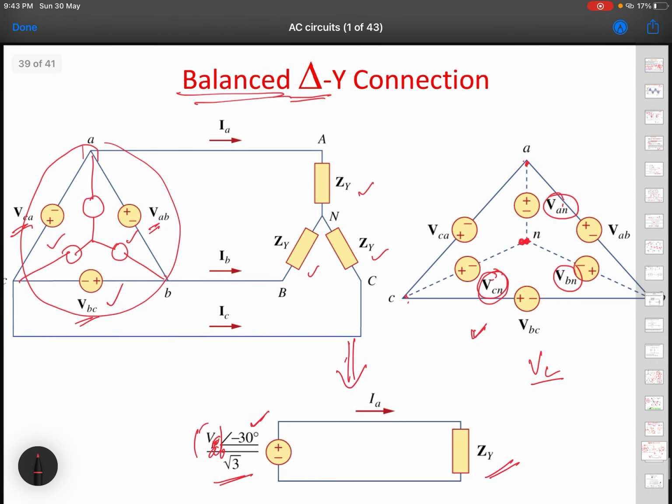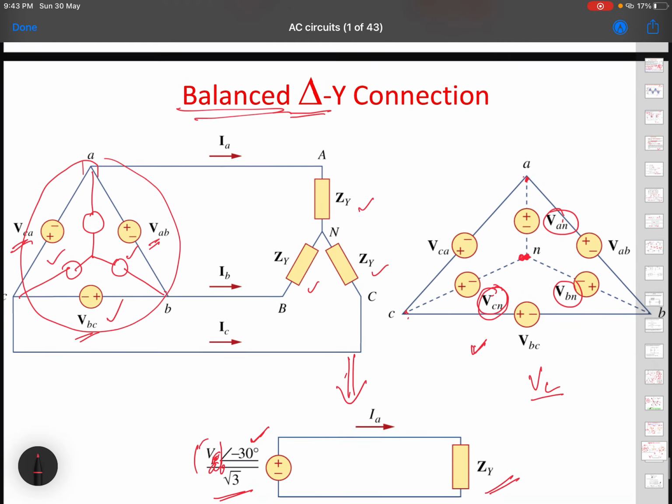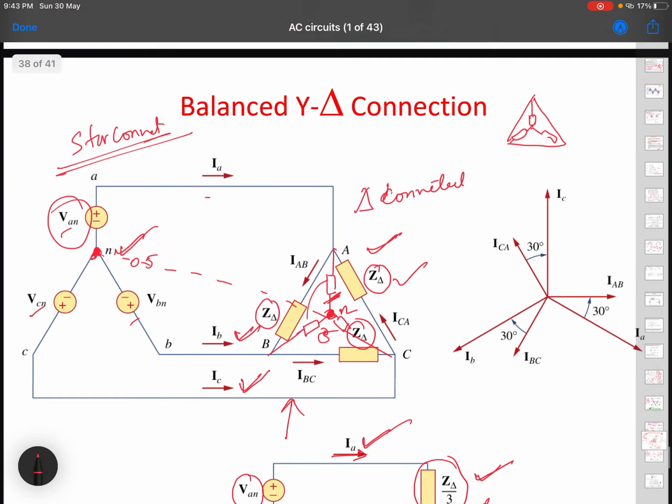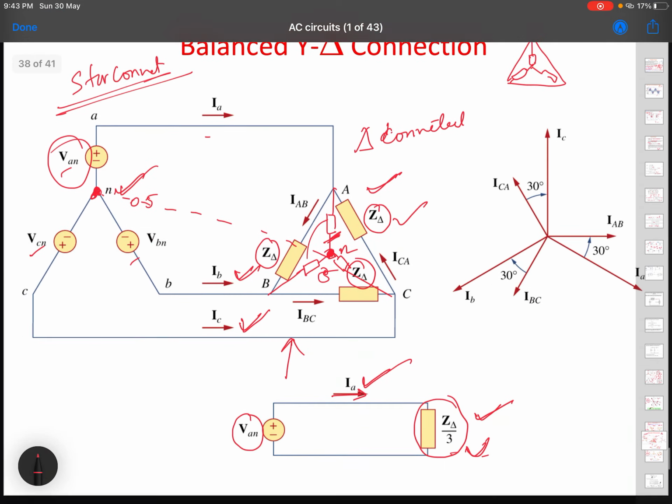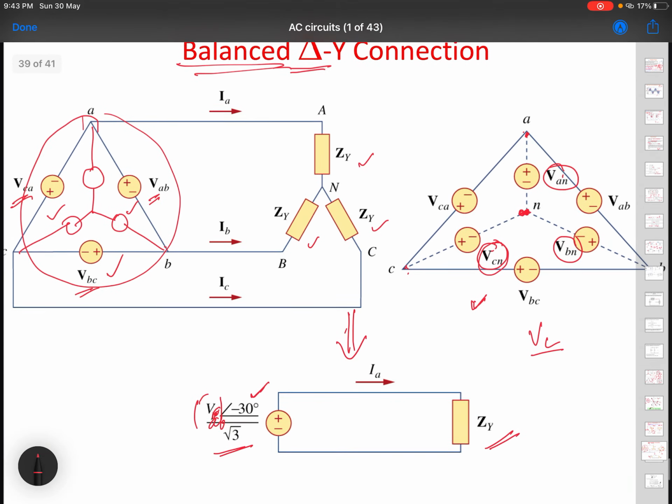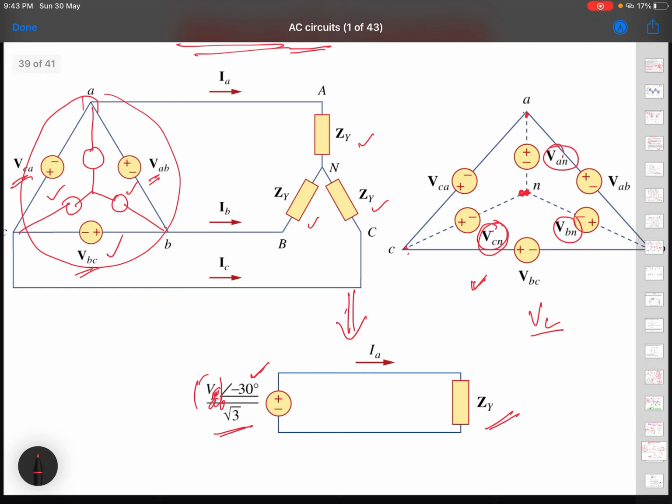So these are how you can represent a 3-phase system as a single phase system. There may be other combinations possible. You can draw them, and equivalently you can convert one into another and do this kind of calculation. So I'll stop here for now for this part.